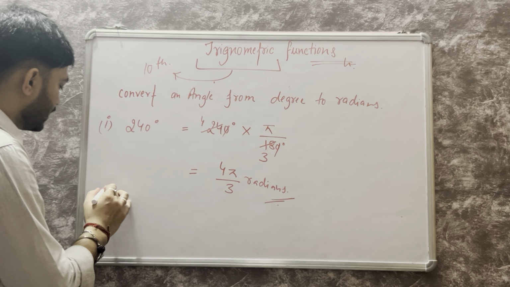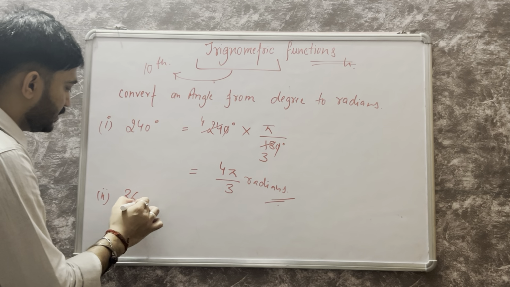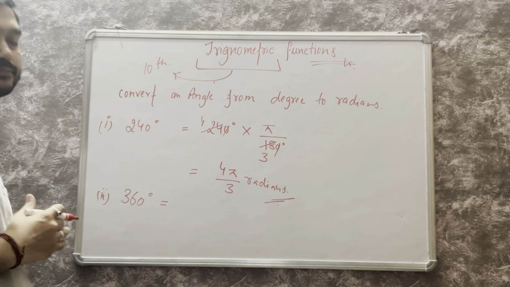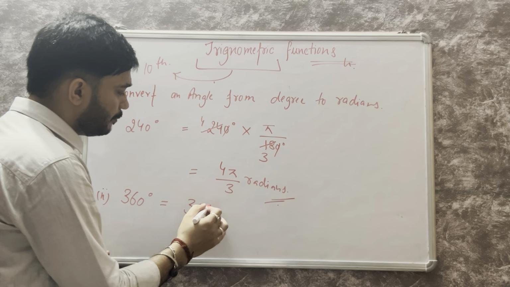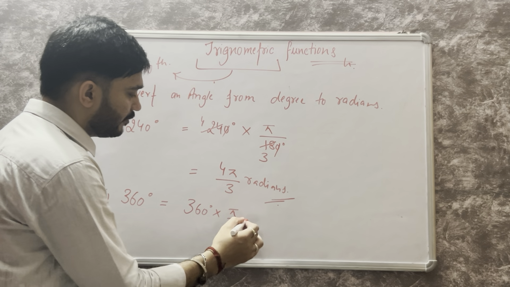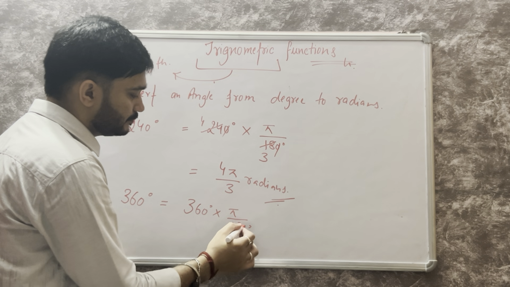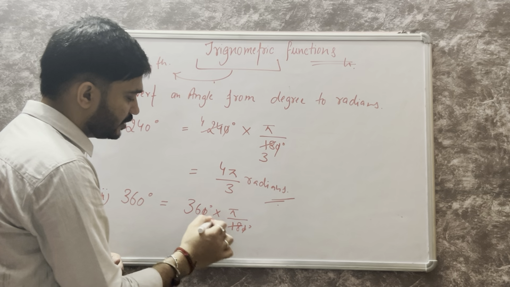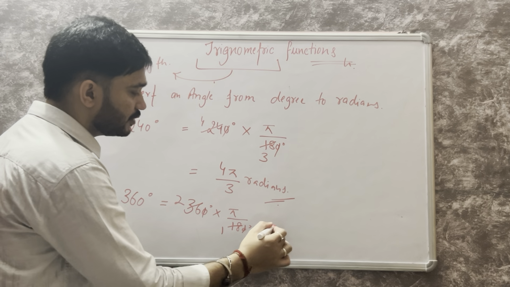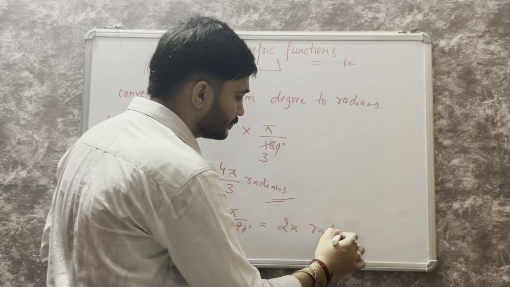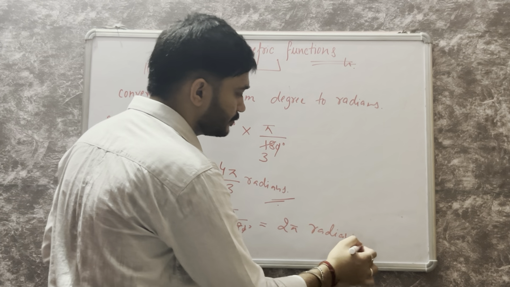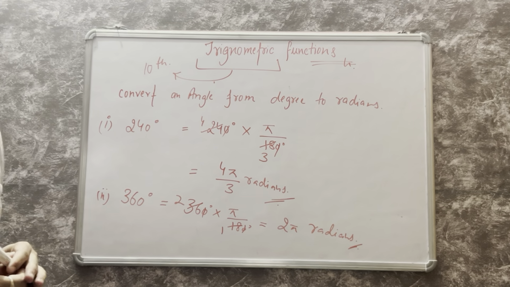Now let us take another example. 360 degree. Just simply multiply the number with pi divided by 180 degree. 180 divided by 180 is 1, 360 divided by 180 is 2. The answer will be 2 pi radians. Any doubts?